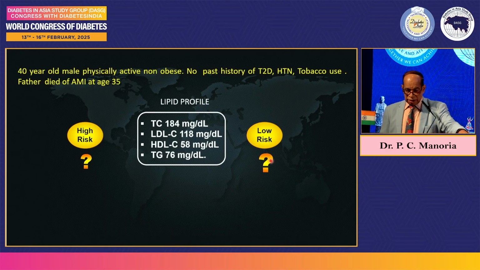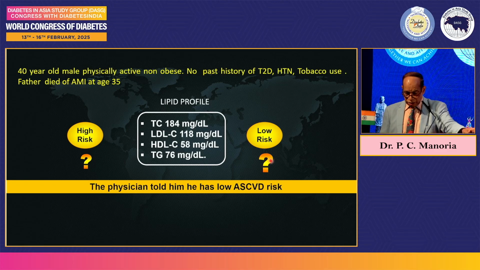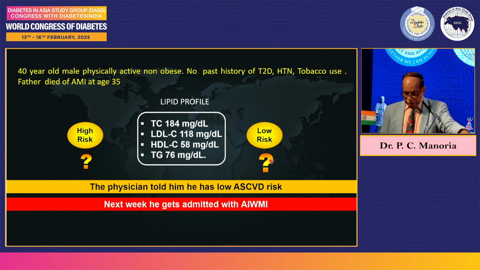So this is an individual again, a 40-year-old male, physically active, non-obese, no past history of diabetes, hypertension, total cholesterol 184, LDL 118, HDL 58 and TG. His physician told you the LDL is 118, the European Society guideline says you are low risk. But next week he develops acute myocardial infarction, RCA angioplasty is done.